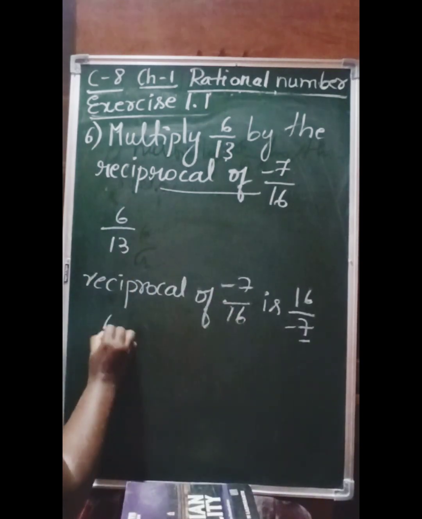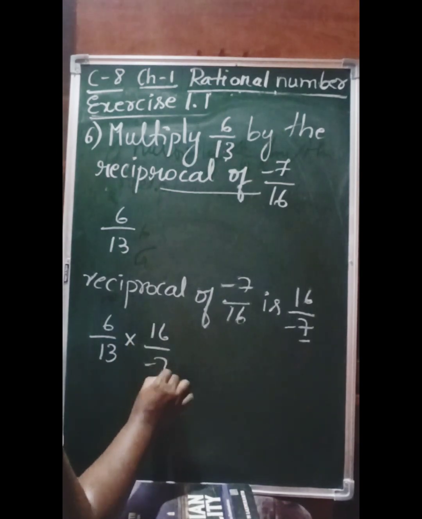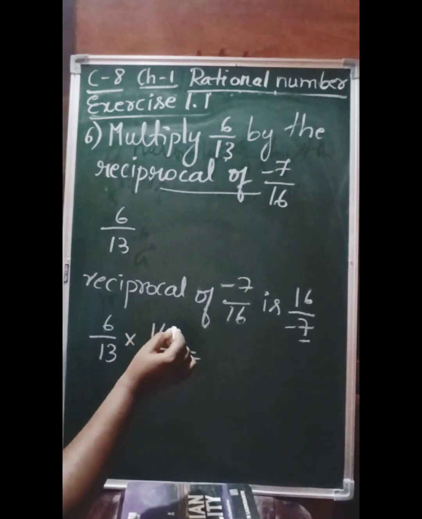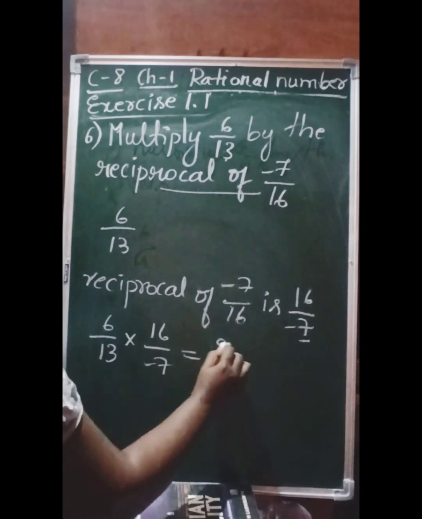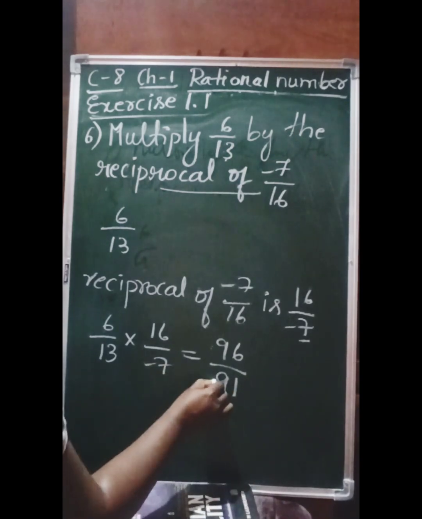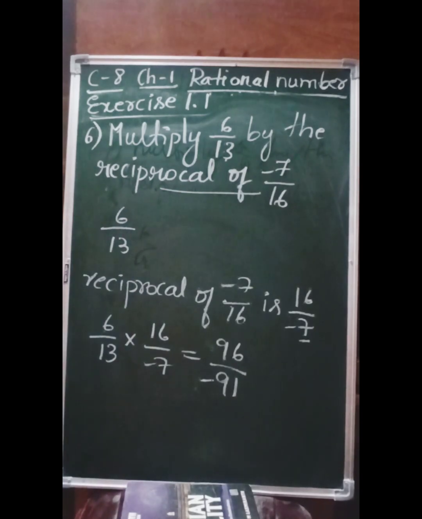Now multiply 6 by 13 into 16 by minus 7, which equals 16 into 6, so you will get 96, divided by 13 into 7, which is 91. The negative sign you can consider in the denominator or numerator, both are the same. This is a question you need to understand very carefully. Read it multiple times, you will understand easily. So let's move on to the next one.